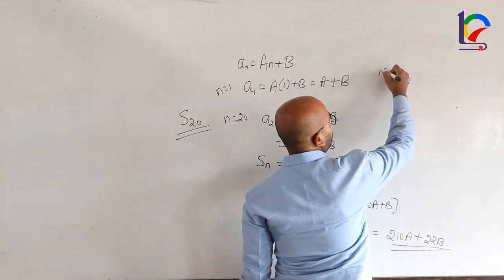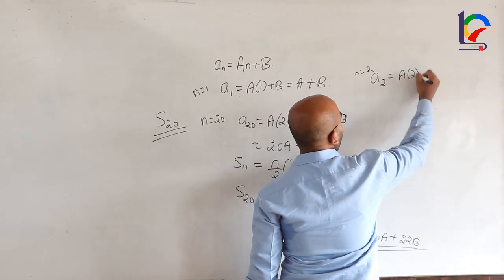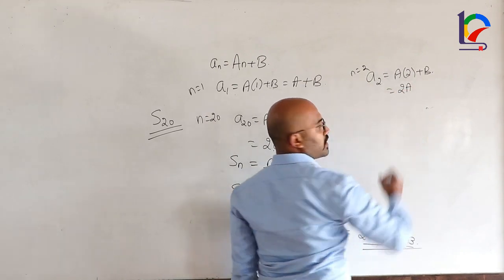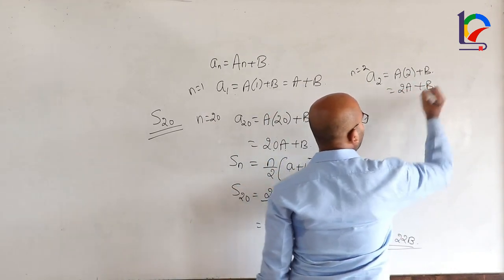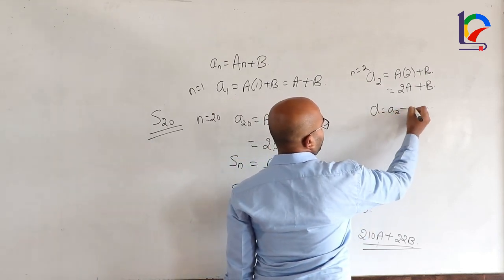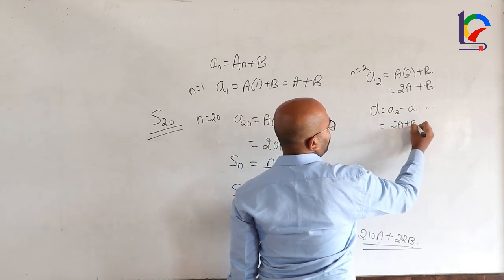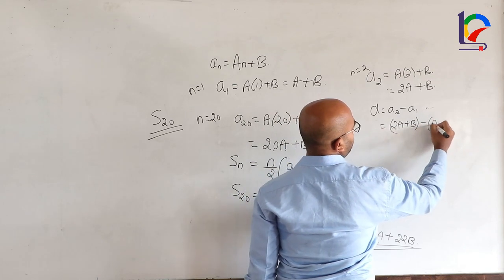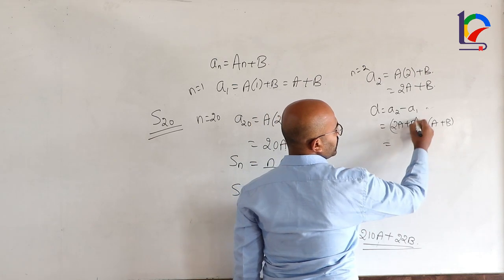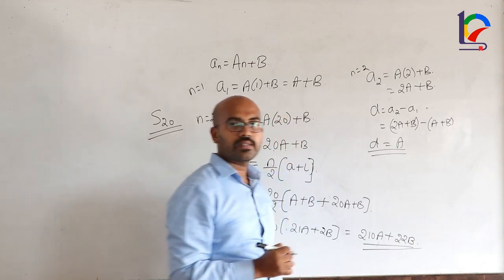Here what you can do is, when n is equal to 2, a2 will be a into 2 plus b. So what will this be? 2a plus b. Here common difference d is a2 minus a1. What is a2? 2a plus b minus a1, which is a plus b. So on simplification, b and b get cancelled, it is a. So the common difference is a.